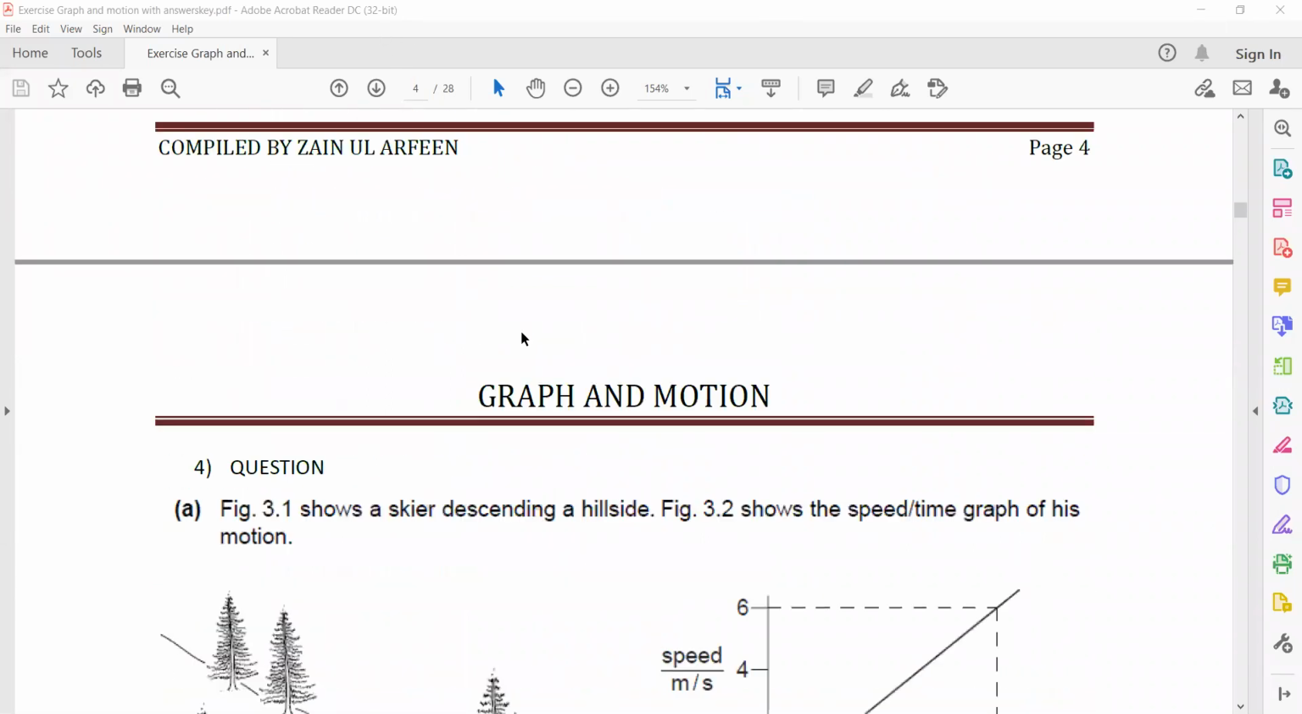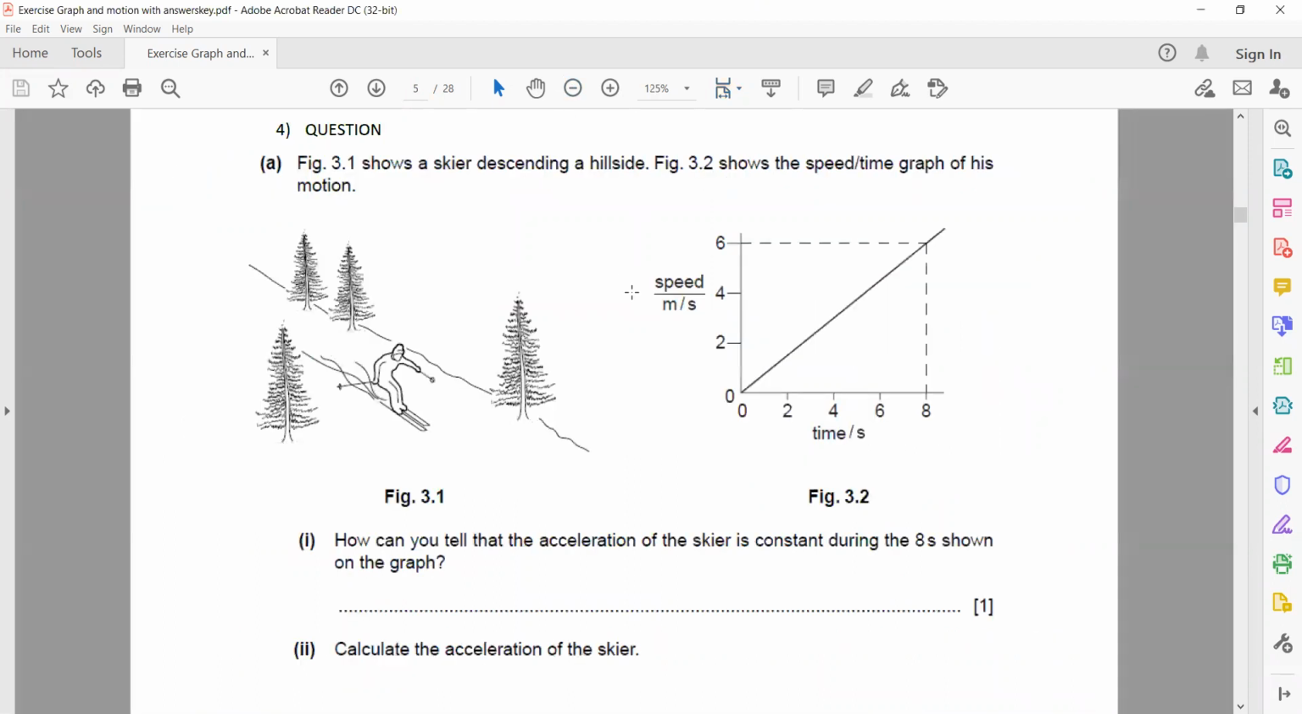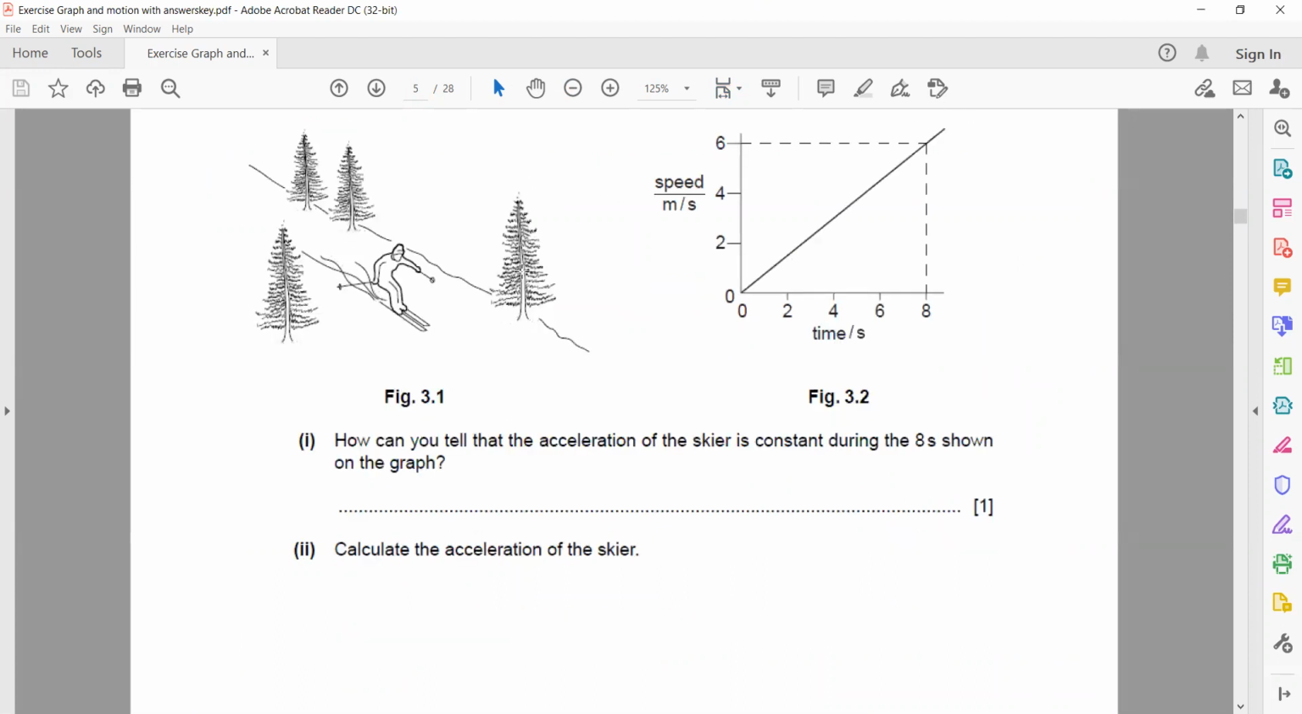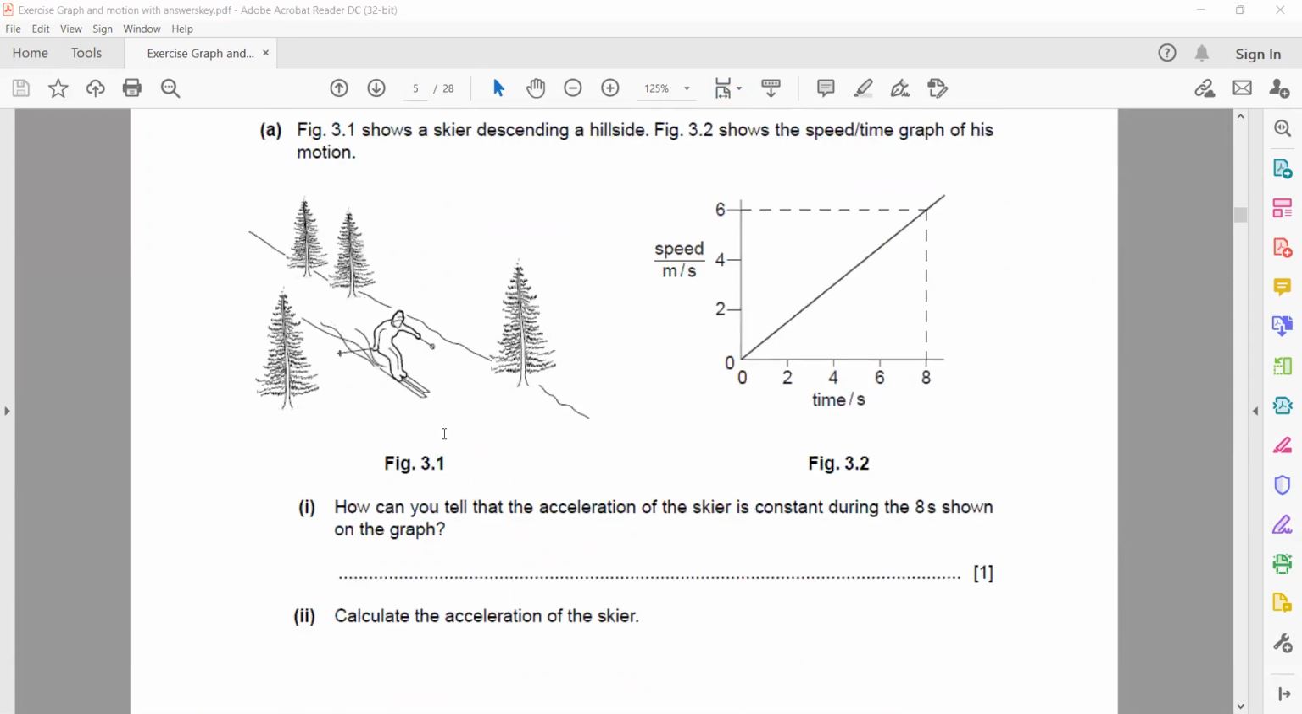Then moving on to the next question. Question 4. Figure 3.1 shows a skier descending a hillside. Figure 3.2 shows the speed time graph. How can you tell the acceleration is constant during the 8 seconds shown on the graph? Acceleration is actually the slope or the gradient. So we can mention it's a straight line with a constant gradient.